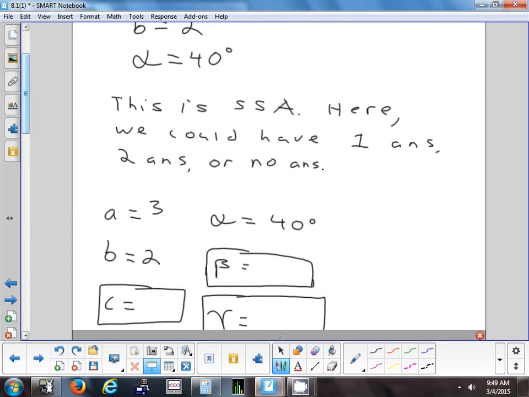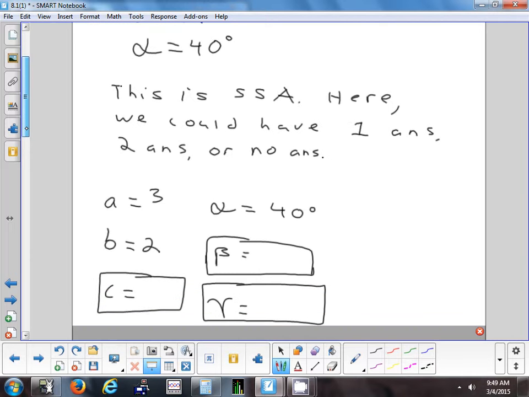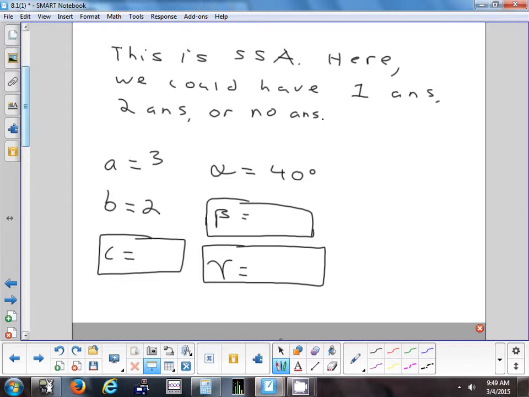Okay, so let's set it up. A is 3, B is 2, and alpha is 40. I know it's side-side-angle because I told you it wasn't the problem. I could sketch it, or I can look at the table and say I got a row where everything is complete. That means it's law of sines. I also have a row that's completely empty. That's how I know it's the tricky case.